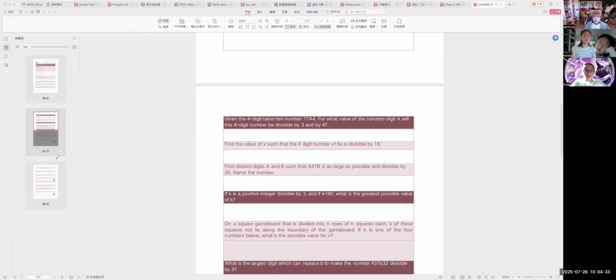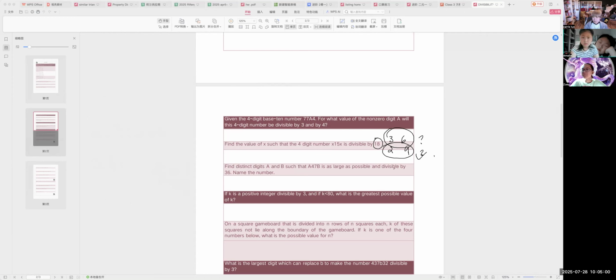Okay, so I'm going to clear that one. So find the value of x such that the 4-digit number x15x is divisible by 18. Okay, a number is divisible by 18. Does it mean this number is divisible by 3 and 6 or 2 and 9? I want to ask you a question. Which one is right? Zoe and Amelia? 2 and 9.